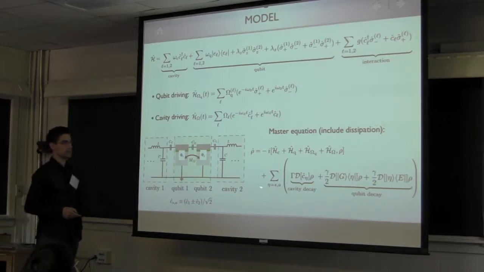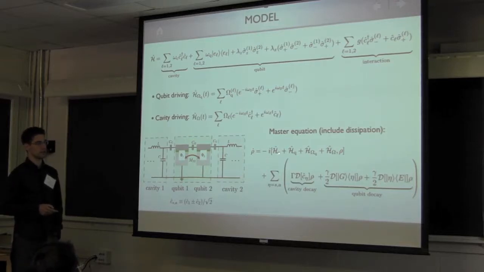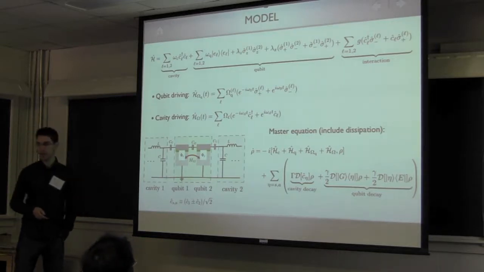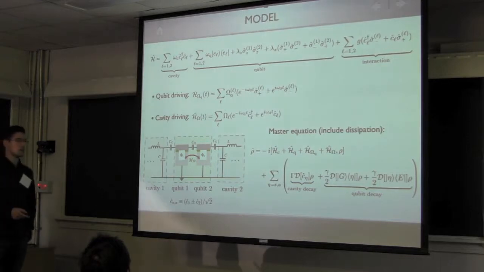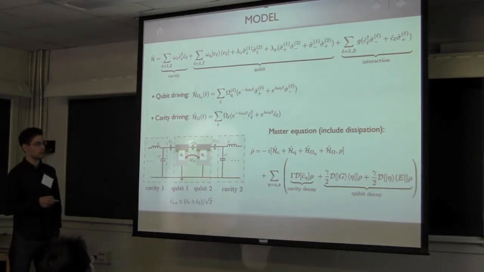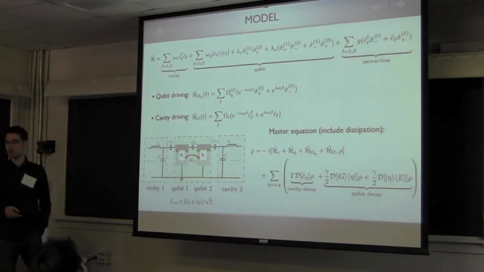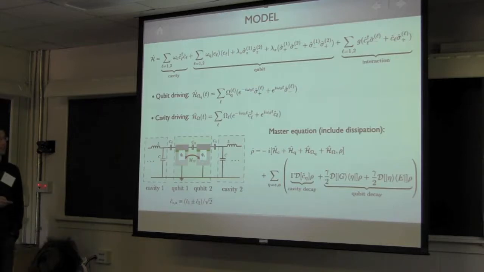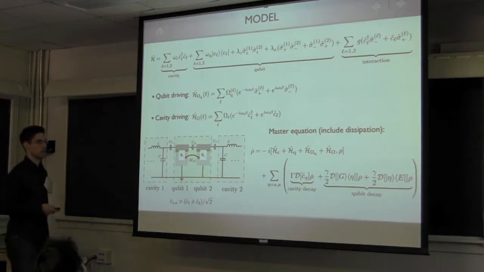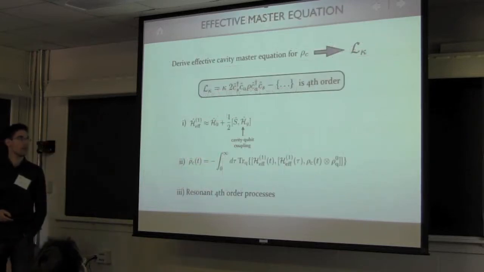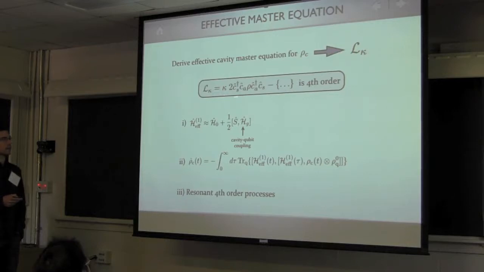So therefore, the dynamics of this system is described by this master equation, in which I have the cavity part, qubit part, driving of qubit, driving of cavity and qubit decay. And my goal in the next slide is to derive an effective master equation by tracing out the qubit degrees of freedom, to derive an effective master equation for the cavity dynamics only, and to show that this will capture the effective Liouvillian that I want to reproduce, and whose steady state is a Bose-Einstein condensate. So this Liouvillian that I am interested in has this form, in which photons are scattered from the antisymmetric mode into the symmetric mode, and therefore this is a fourth order process.